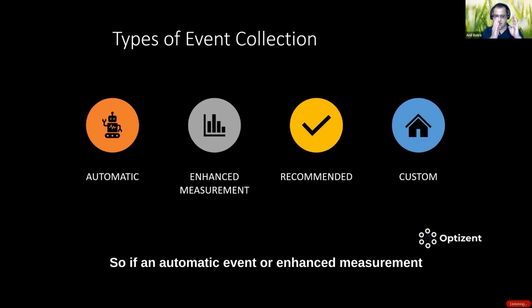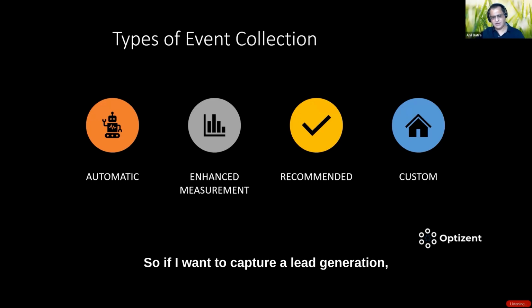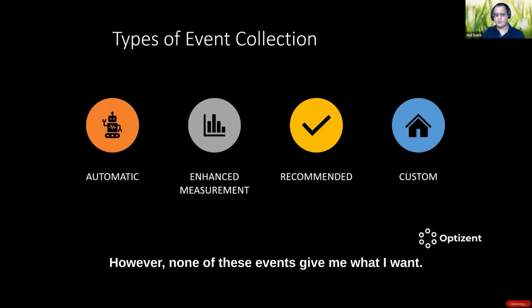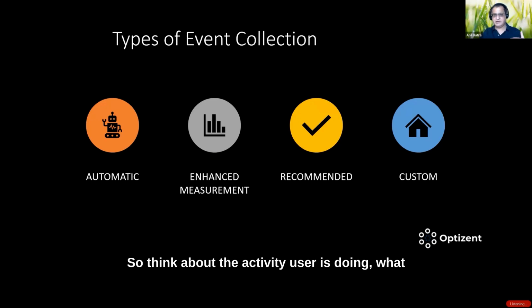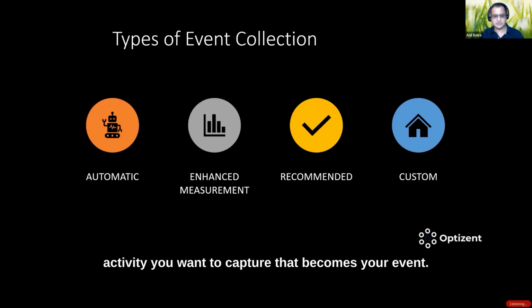So if an automatic event or enhanced measurement event does not give you what you need, then you look at a recommended event. If I want to capture lead generation, recommended is the one that will come into play. However, if none of these events give me what I want, then I can use a custom event. I can just name any event anything I want. So think about the activity the user is doing, what activity you want to capture, that becomes your event.